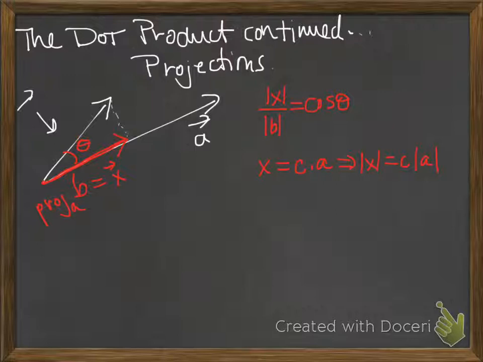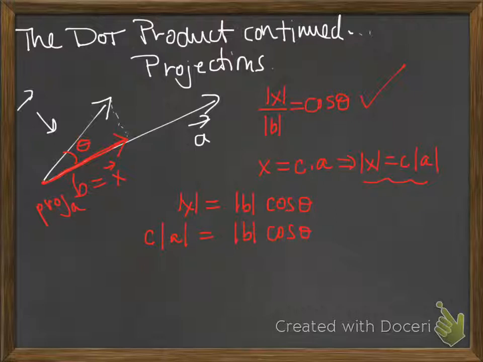Okay? Now, what else have we learned? We learned that the magnitude of X is equal to the magnitude of B times the cosine of theta. I'm just working from this equation up here, right? And so what we learned on the second equation means that C times the magnitude of A is equal to the magnitude of B times the cosine of theta. Okay? And our goal right now is to solve for C.